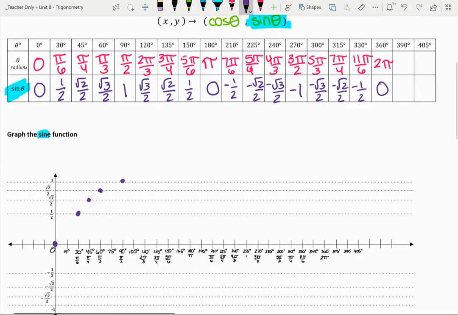So we're just taking those values and plotting them here. You can go as fast or slow as you need. You can mute me if you need to. I promise I won't take offense.